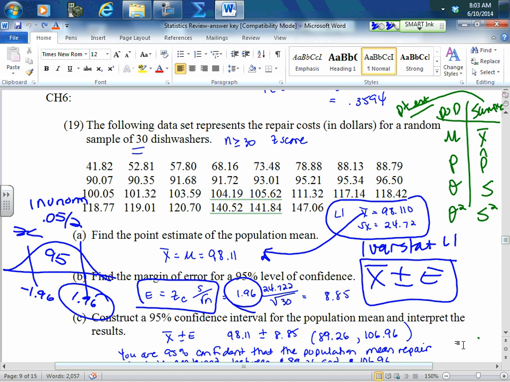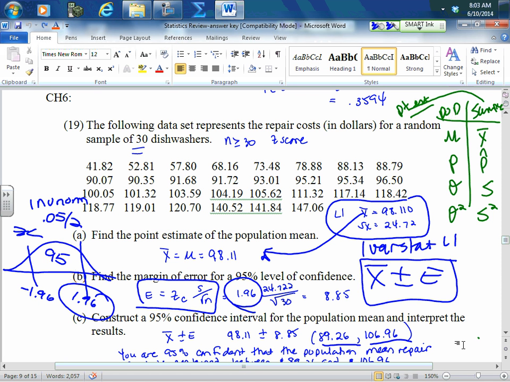And you need to remember how to say this. You will be 95% confident that your population mean for these dishwasher repair costs will fall between $89.26 and $106.96.